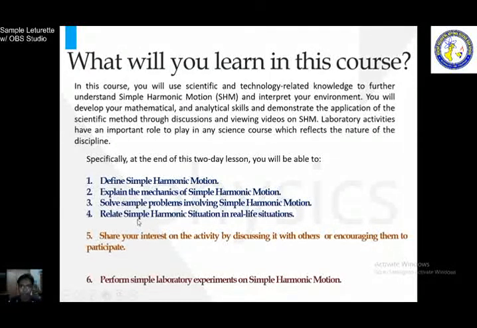And of course, you can share your interest in the activity by discussing it with others or encouraging them to participate. And you can also perform simple laboratory experiments on simple harmonic motion. So don't worry guys, because the materials are very simple. I can guarantee that you can see these materials all around you.